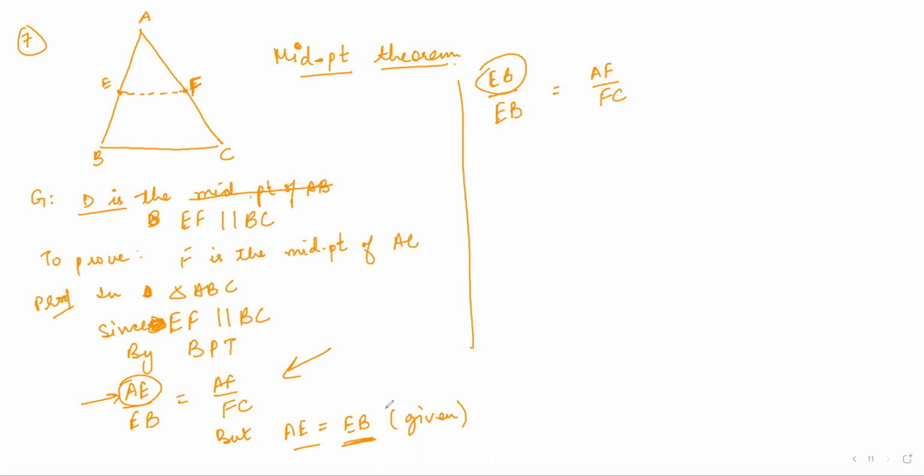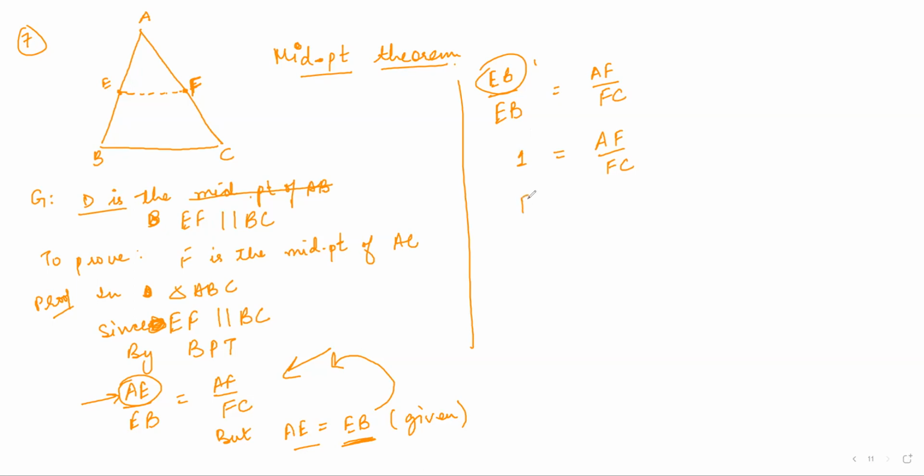I'm using this result here, right? So this will become EB by EB. You can replace EB, or you can replace AE. That's your choice, both are equal. So this is 1 upon 1, right? They will cancel out. So ultimately you will get 1 is equal to AF upon FC. Clear? Now you can cross multiply.